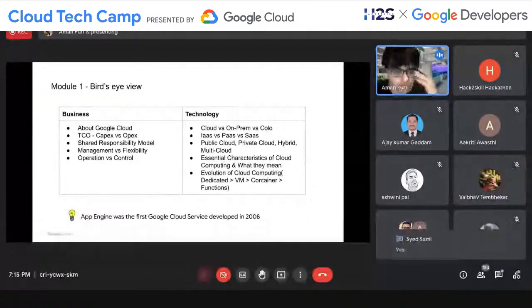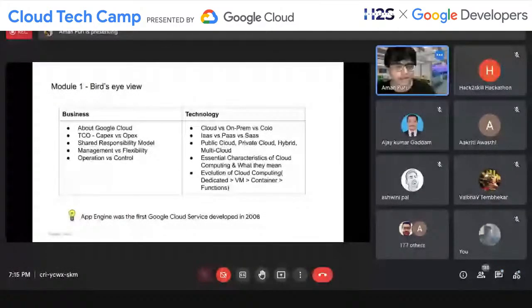Now, when you talk about Google Cloud, App Engine was the first Google Cloud service, which was not so early compared to others.